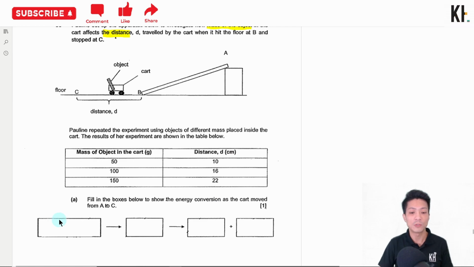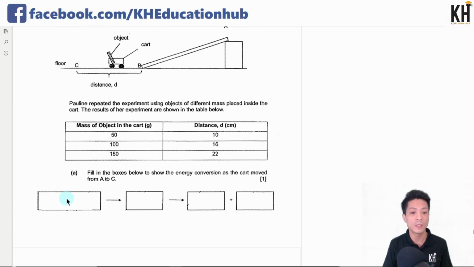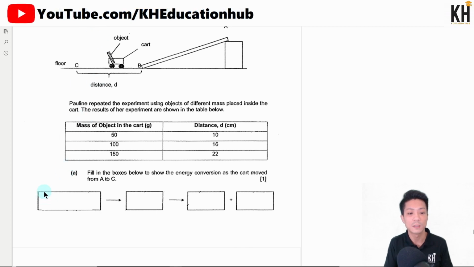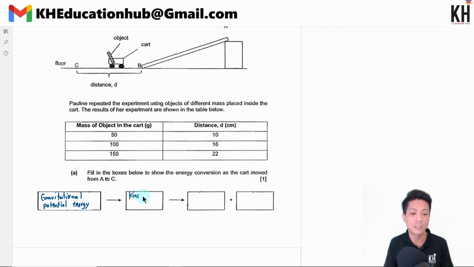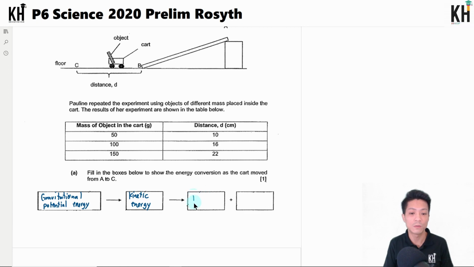Okay, fill in the boxes below to show the energy conversion as the cart moved from A to C. Okay, so it will start off with gravitational potential energy, which will be converted into kinetic energy. Okay, and this kinetic energy will be converted into heat and sound energy.